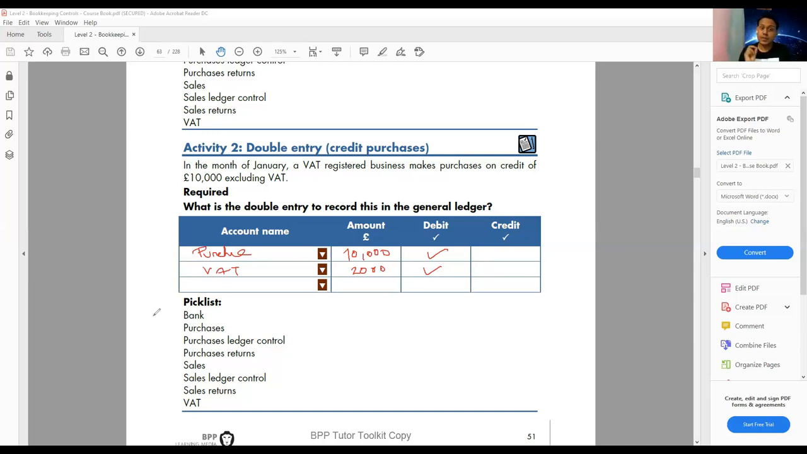I always pay with the VAT. I collect with the VAT. It's not like I tell my customer, give me my money, give the VAT to HMRC. No, it doesn't work. Same as when you pay your supplier, you pay with the VAT.